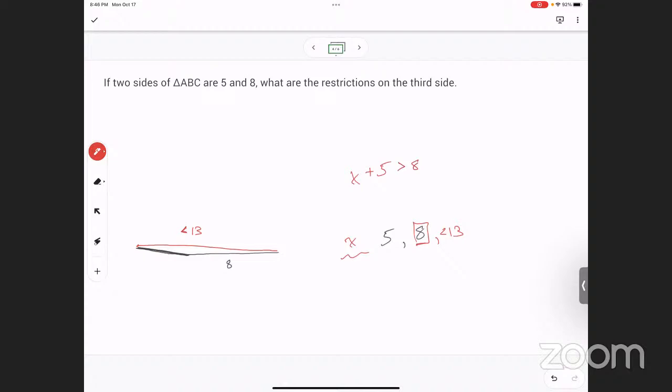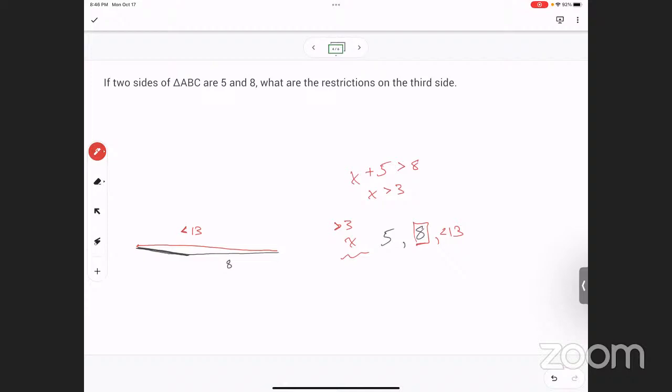Do you get what I'm saying? Yeah. So solve that inequality and you get x is greater than 3. So on the lower side, it has to be greater than 3. And on the bigger side, it has to be less than 13. So I kind of taught you that, but here's the little shortcut.